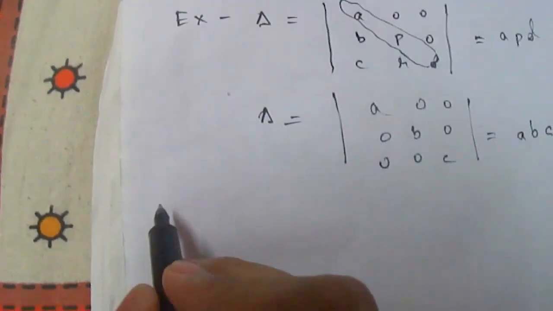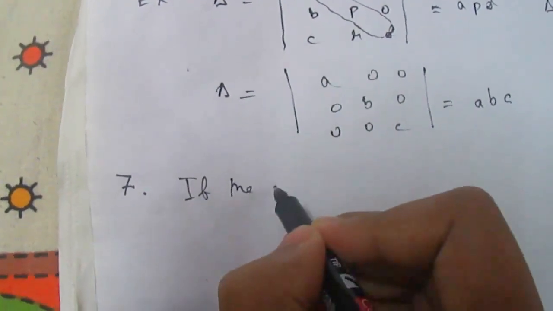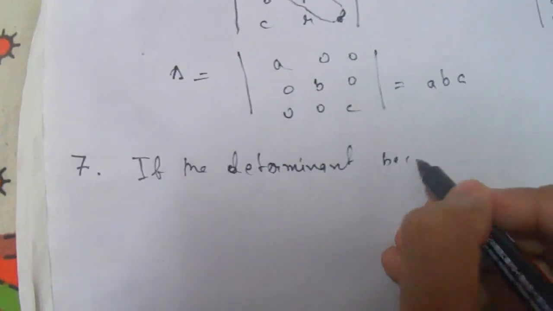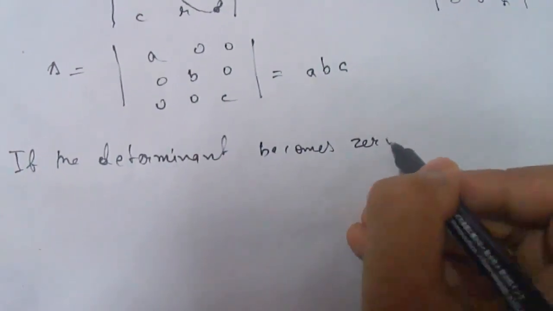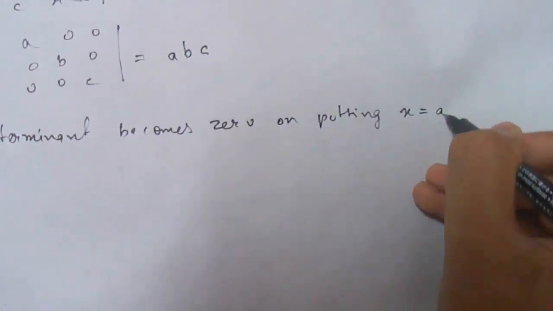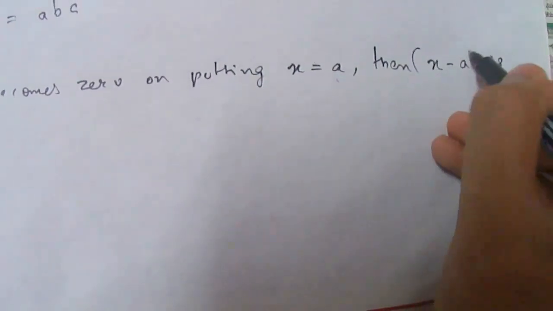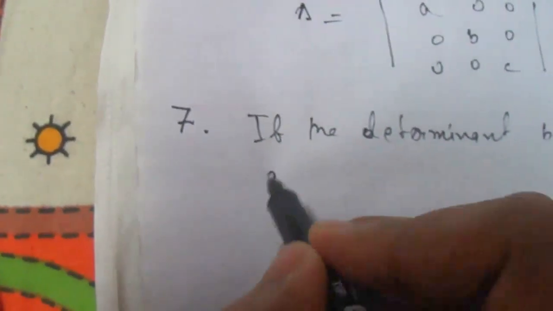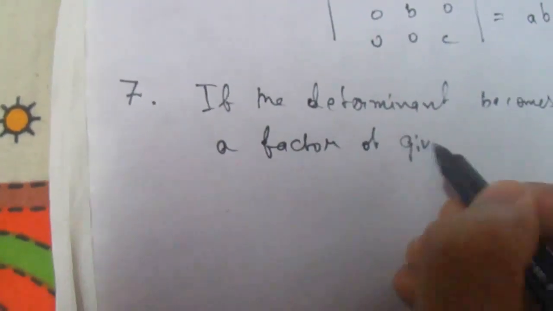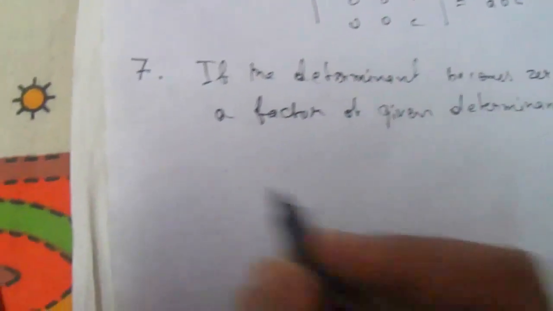Let us move to our seventh property. If the determinant becomes 0 on putting x equals a, then x minus a is a factor of the given determinant. So let us see an example.